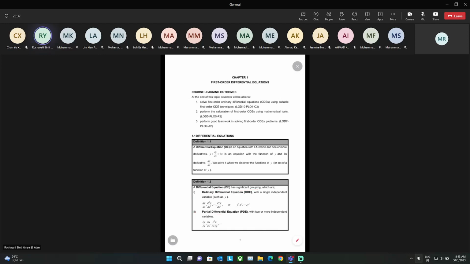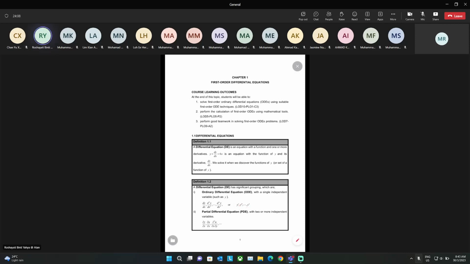The first one is ODE, the second one is partial. So an ODE has a single independent variable, such as y. We have dy over dx, d squared y over dx squared, up to d to the power of n y over dx to the power of n. Or we can also write it as y prime, y double prime, and y to the power of n.